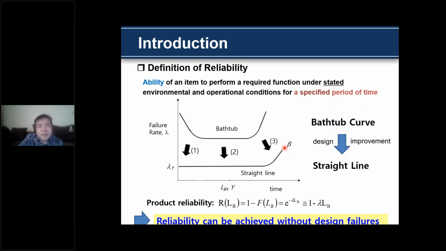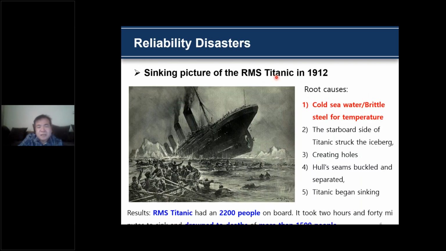This is a picture of the sinking of the RMS Titanic in 1912. In cold weather, with brittle steel at low temperature, the starboard side of the Titanic struck an iceberg. There were 2,000 people on board. It took 2 hours 40 minutes to sink, and more than 1,500 people drowned to death.